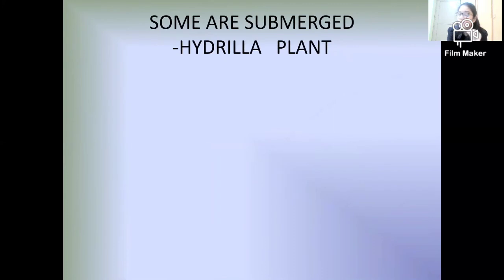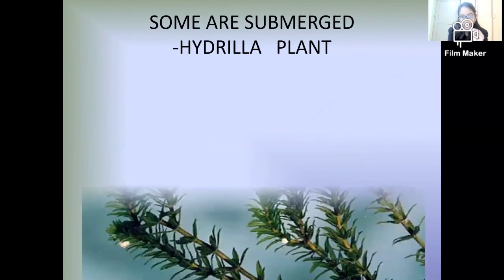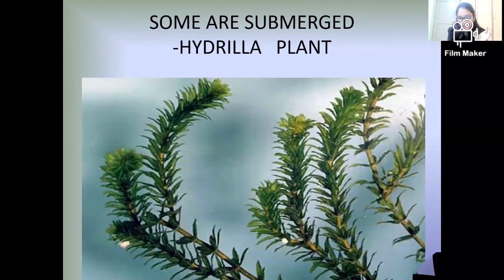There are also some plants which are submerged in the water, such as the hydrilla plant. These plants are very important for cleansing the underwater.